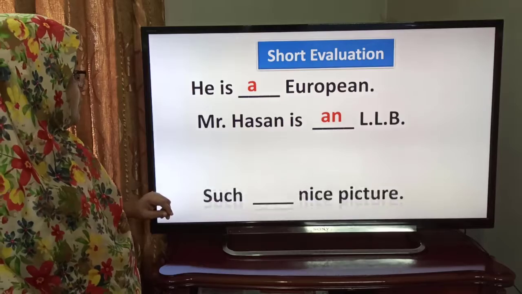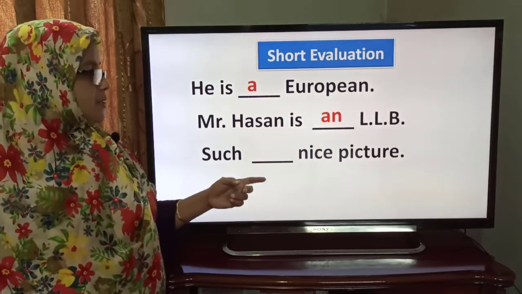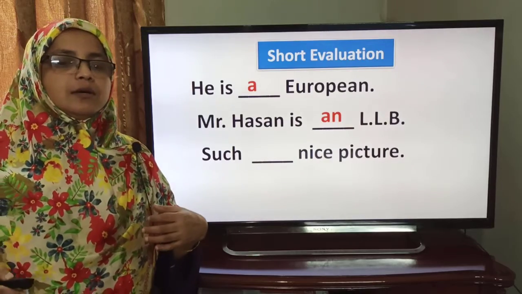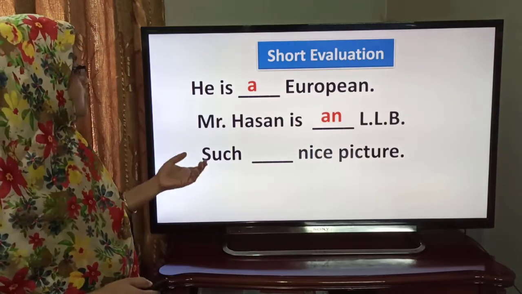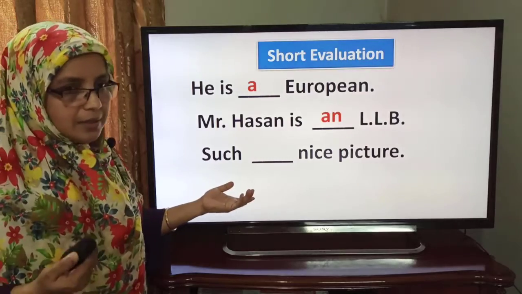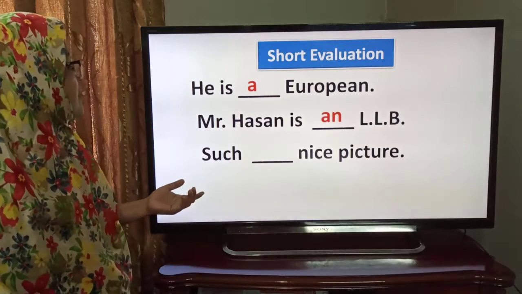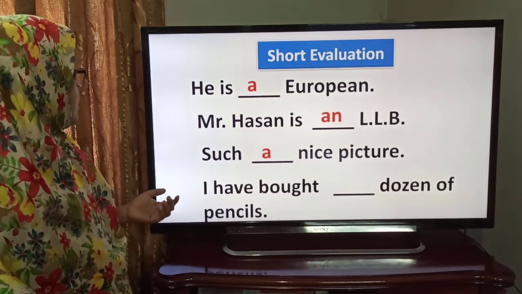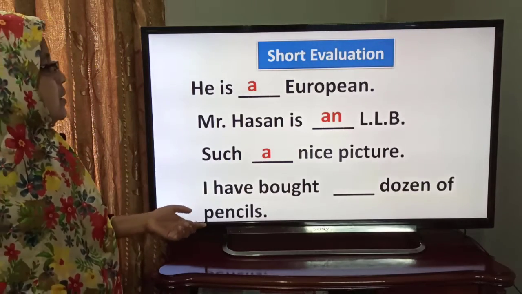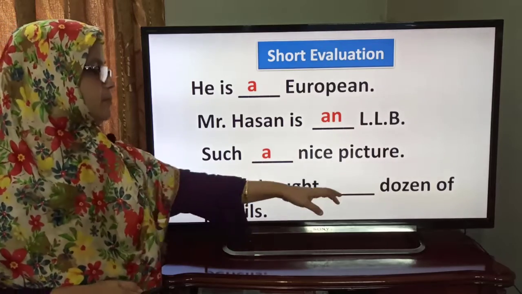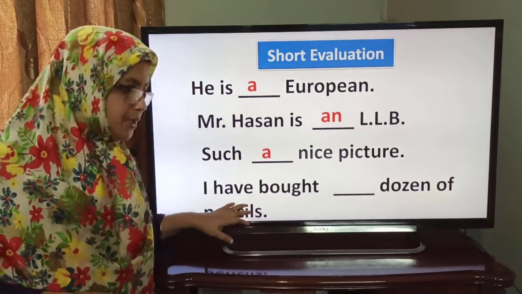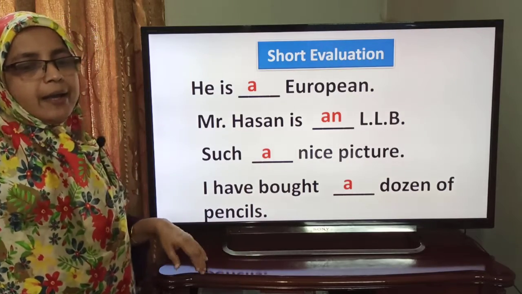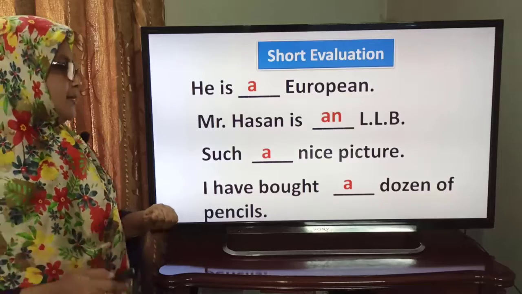Right. Let's see: such nice picture. We have learned some expressions where we have to use articles. In this case, we have to use a before nice. Yes, brilliant. Such a nice picture. Then the last one: I have bought dozen of pencil. That expresses quantity, so we have to use a. I have bought a dozen pencils.